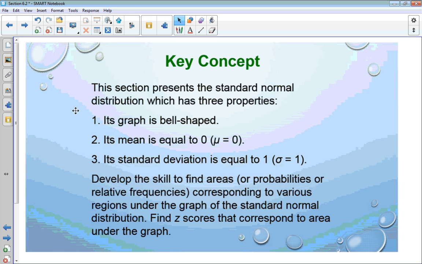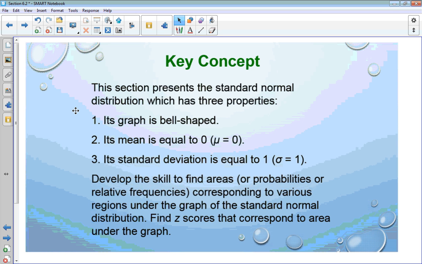Its mean is always equal to 0. That means the mean is going to be in the center. You'll see this symbol, the Greek mu, meaning mean of the population, is equal to 0. The standard deviation is always equal to 1.